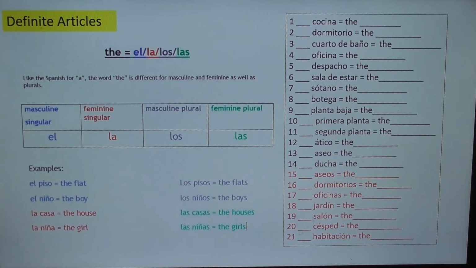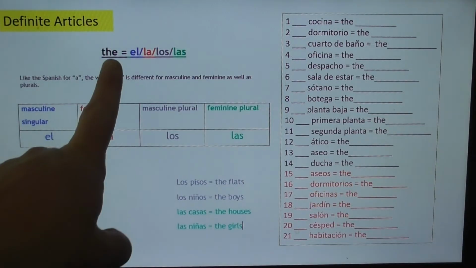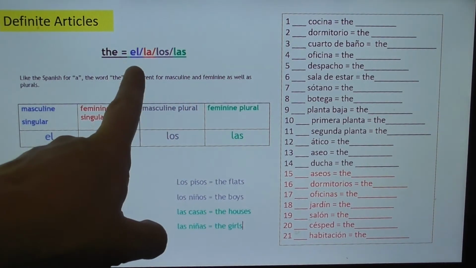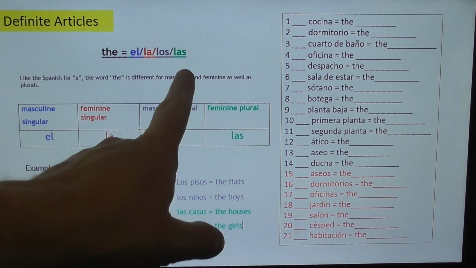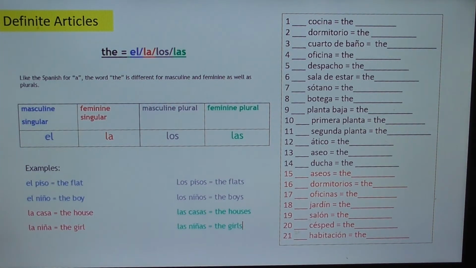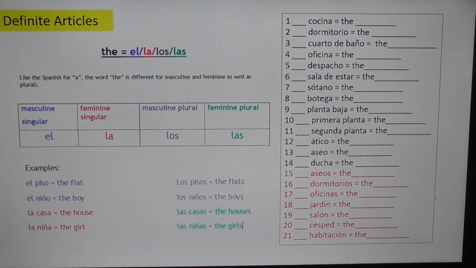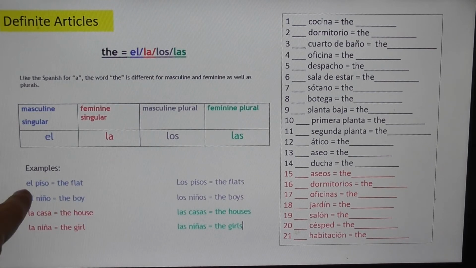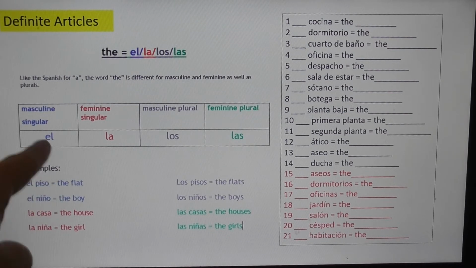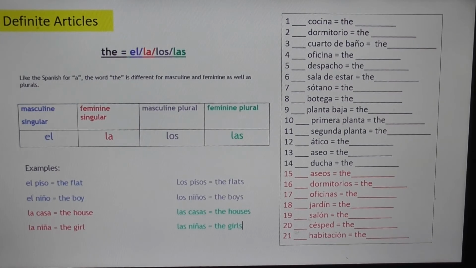So, we're going to move from indefinite articles to definite articles. The word the. Now, don't be worried because the word the in Spanish, you've got 4 choices. El, la, los, las. And hopefully this grid will help you to work out which one you need to use. So, if you're referring to a masculine noun and it's singular, for example, the flat, you're going to say el piso. Remember, piso, flat, ends in an O, it's a masculine noun. So the flat, el piso. If your noun is feminine, for example, casa, the house, you're going to use the word la casa.